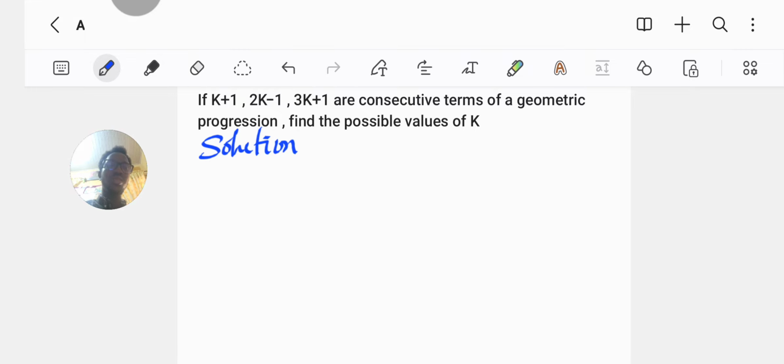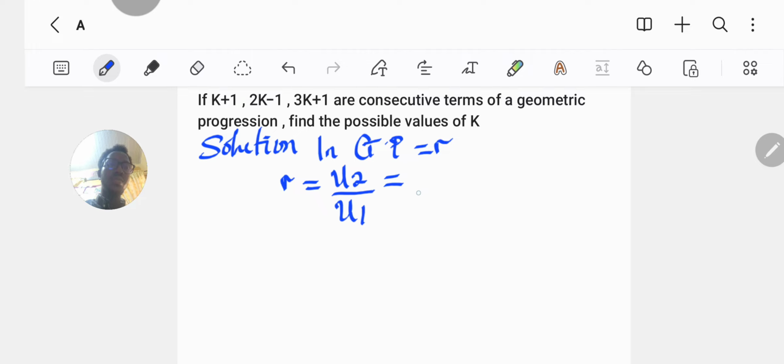Now, the wisdom we are going to use to solve this question is that we know that in arithmetic progression, we deal with common difference. But in GP, in geometric progression, what we are dealing with is common ratio. And we also have that common ratio, which is r, is equal to the second term over the first term, which must also be equal to the third term over the second term.